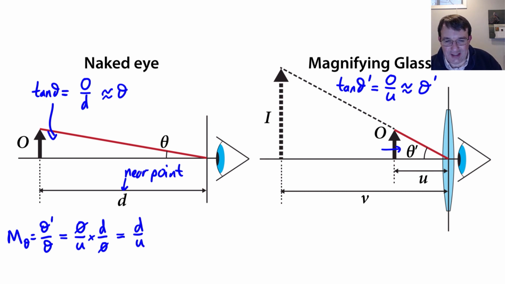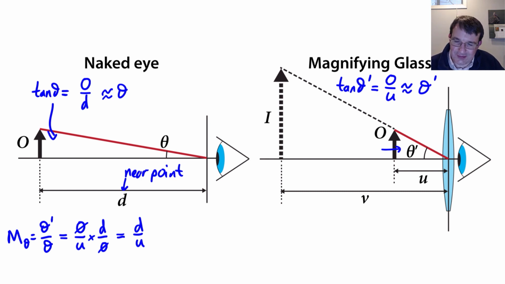Now, this is our magnification factor. D is nicely defined. It's the near point of vision. U, however, isn't. It's just the distance between the object and the lens. So the question now is, how do we determine what the value of that is?